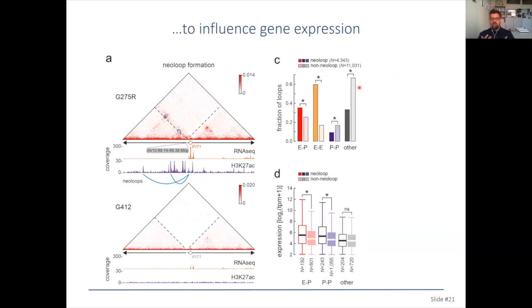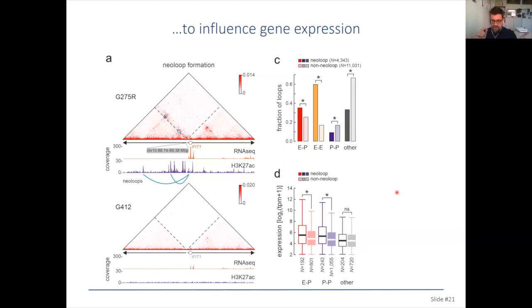So the question is, how informative is this? How often does it occur? We can see that the fraction of loops that explain such events is much higher for neoloops than for normal loops pre-existing in these genomes, or for enhancer loops that will eventually, even if you don't map that, of course, talk to a particular gene, which is not the case, for example, for promoter loops. And this, most of the time, is linked to a hyperactivation of these genes.